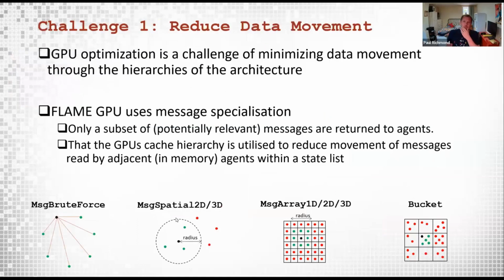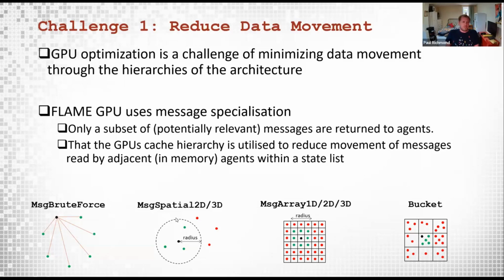So I'm going to talk a little bit about some of the challenges that we face in the glue part, so the library, so how we do that translation. I've broken this down into a number of challenges to keep those slightly separate. So the first is the idea of reducing data movement.